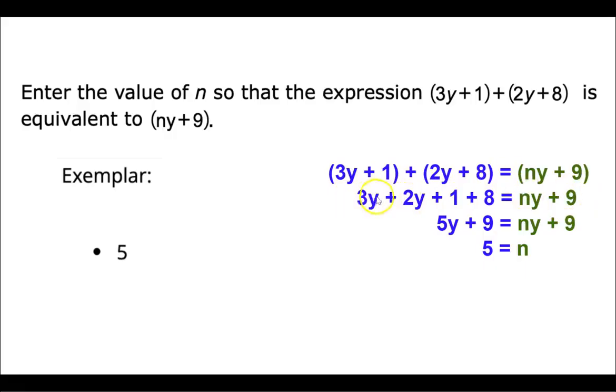Now we combine the like terms 3y plus 2y, which is equal to 5y. 3 plus 2 is equal to 5. You just attach the y at the end. And then you have 1 plus 8, which is equal to 9. These cannot be combined together because the 9 does not have a y. And thus, when you look at the opposite side, you have a plus 9, a plus 9. You have a y and a y. And then there is a value of n that's in front of the y, which is 5. Thus, you have 5 is equal to n. And that is how you solve this problem.